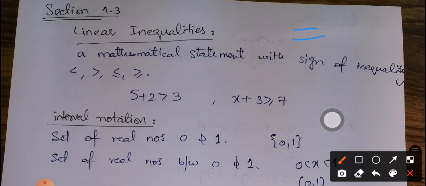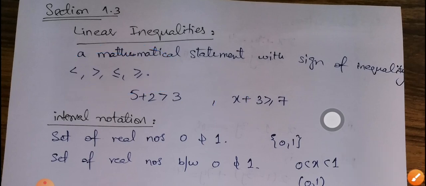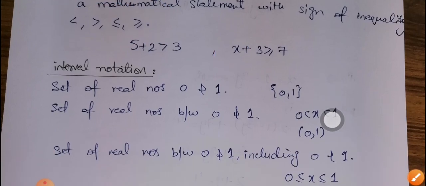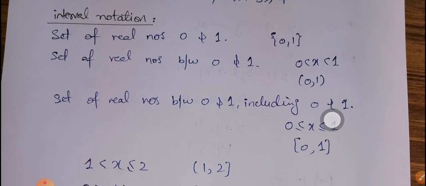And what are the signs of inequality? That is less than, greater than, less than or equal to, greater than or equal to. So if a mathematical statement contains any one of these signs, then that statement is named as an inequality. And if the maximum power of the variable is 1, that inequality will be named as a linear inequality. So there are some notations related to linear inequalities. The first one is the interval notation, that is, what is meant by the interval and what is the basic geometric meaning of the interval.